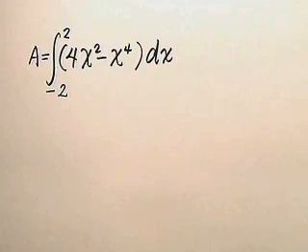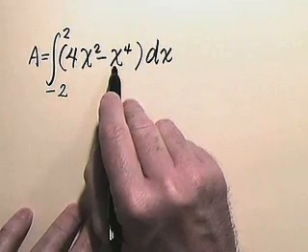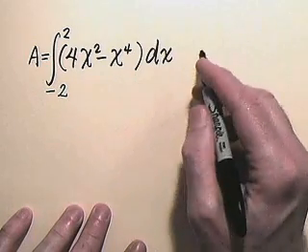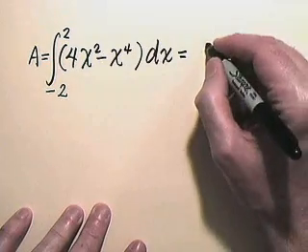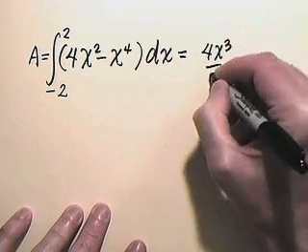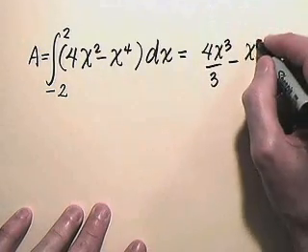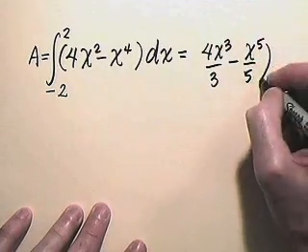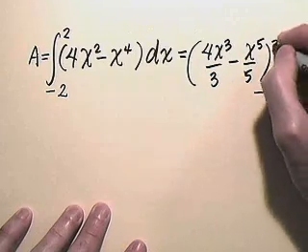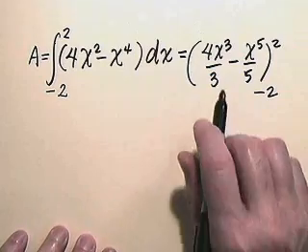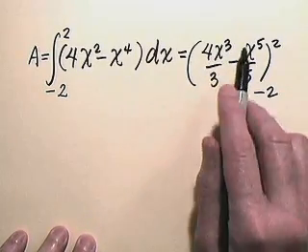We have A equals the definite integral from -2 to 2 of 4x squared minus x to the fourth, dx. And so the antiderivative of 4x squared is simply 4x cubed over 3. The antiderivative of x to the fourth is x to the 5 over 5, and all that's to be evaluated between limits -2 and 2. So we begin by substituting in the upper limit 2 everywhere we have an x.